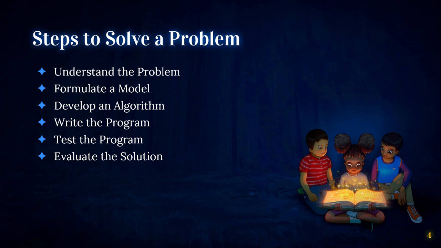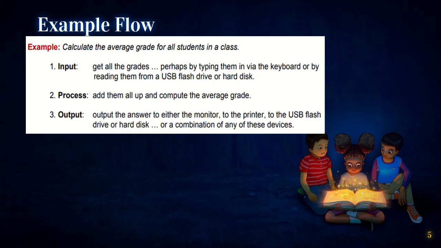The very first one, understand the problem. The second, formulate a model. The third, develop an algorithm. The fourth, write the program. The fifth, test the program. And the final one, getting the results. That is, after the testing phase, we'll get the results that can be evaluated in the form of a solution.